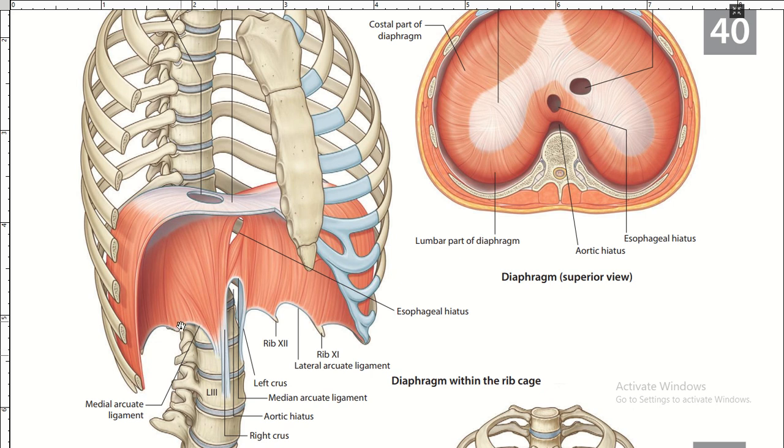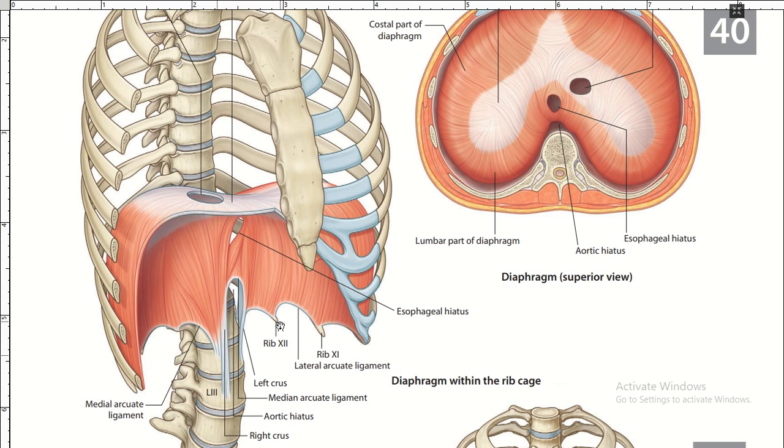And the lateral arcuate ligament is going to start from the tip of the transverse process of the L1 lumbar vertebra and then attach to the last rib, which is rib number 12. Right, so that will be your lateral arcuate ligament.